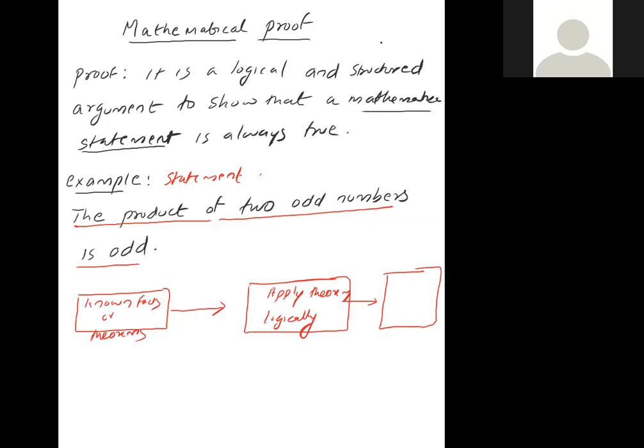Then come to a conclusion based on these theorems that we applied logically. We'll come to a conclusion and we'll make a statement of proof for this mathematical proof. Okay, so we will do an example.